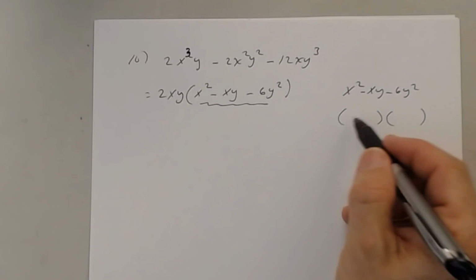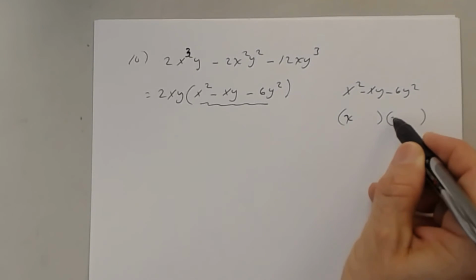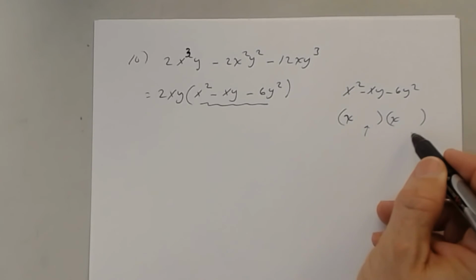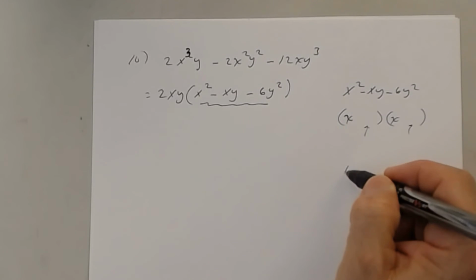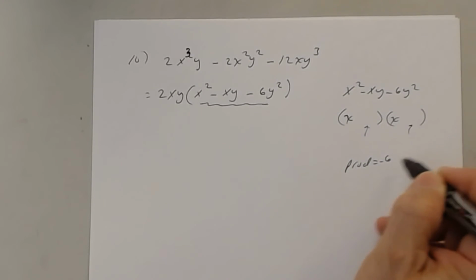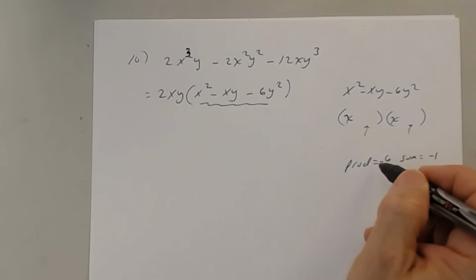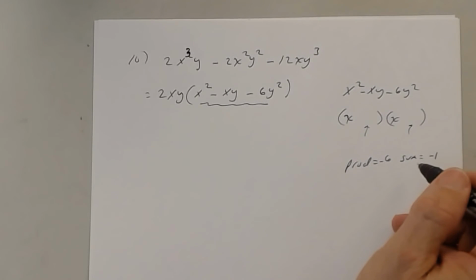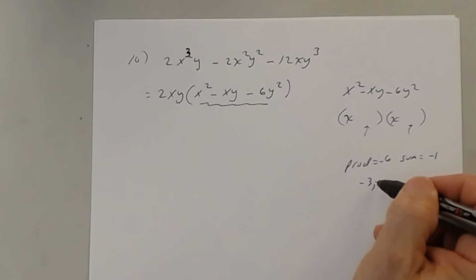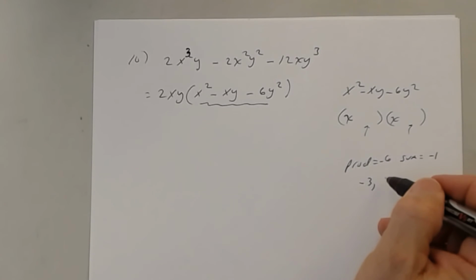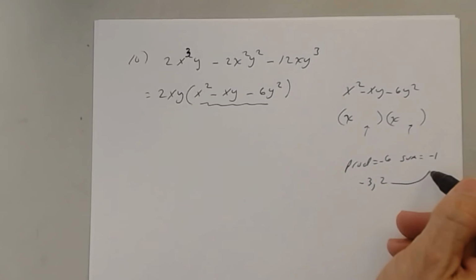Okay, so what's going to be the first of these binomials? X and x. All right, now I need to fill in these two terms. So I need this product to be the coefficient -6, and the sum to be what? -1. So -6 product, -1 is the sum. -3y, +2y. Okay, so let's just talk about in terms of -3 and 2 first. So y'all agree that that product is -6 and that sum is -1?